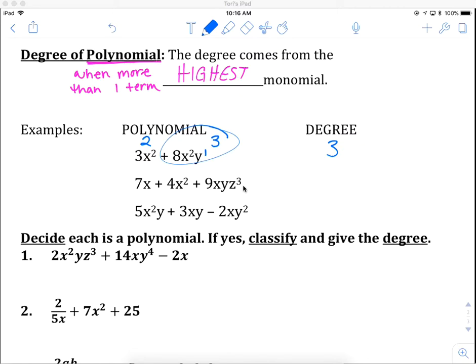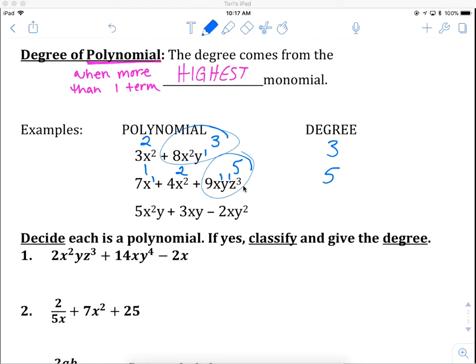Let's try the next one. 7x. Well, I only have one exponent, so his degree is 1. Same thing on the middle. There's only one exponent, so his degree is 2. But on that last one, we have 3 different variables, so 3 different exponents. The x has a 1, the y has a 1, and the z has a 3. So 1 plus 1 plus 3 makes that degree 5. 5 is the biggest one of those options, so 5 is my degree. It won't always come at the end. It could be in the middle. Usually it's actually at the beginning, but right now you're just looking for which one has the highest degree.